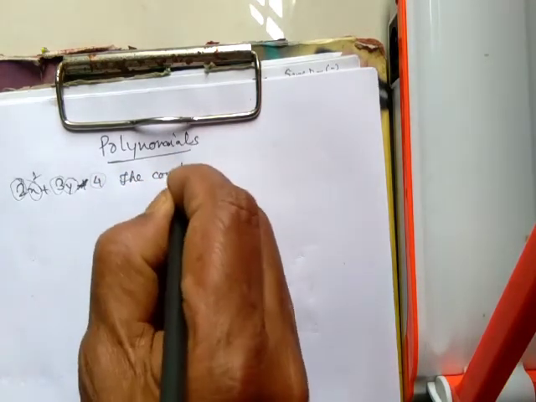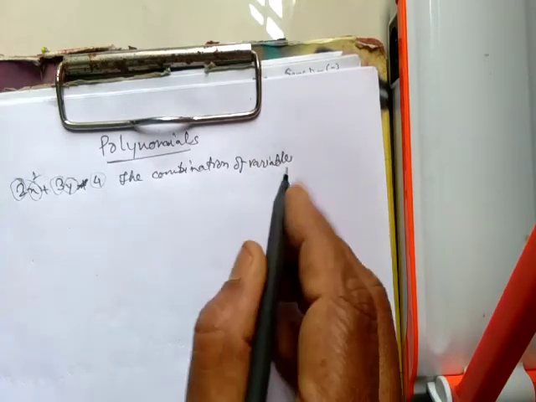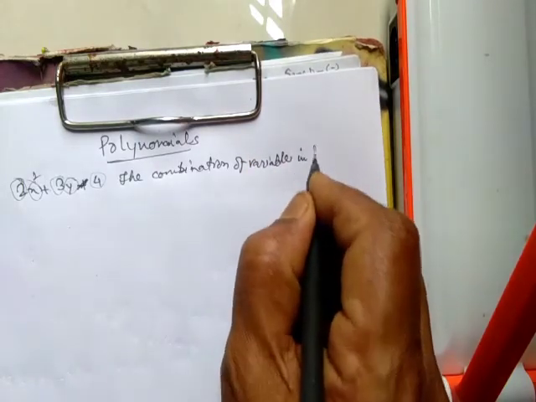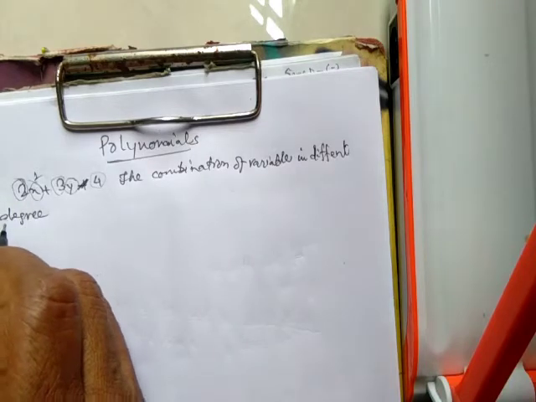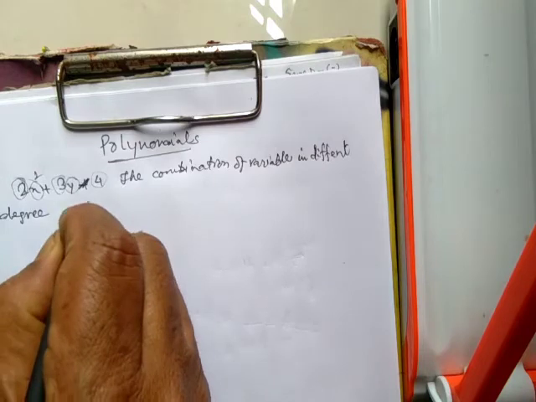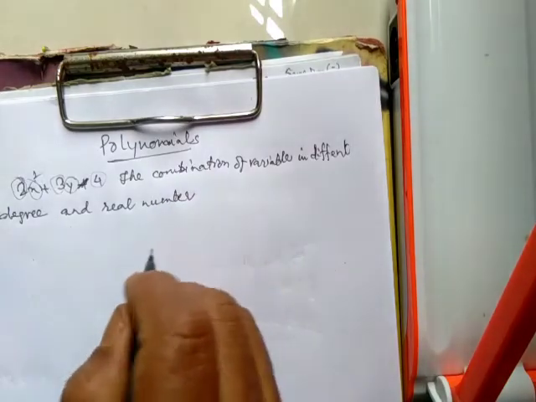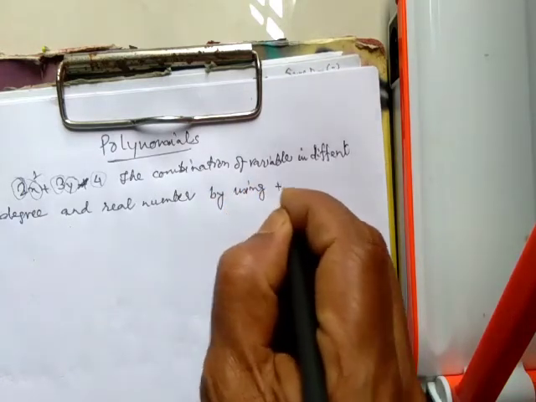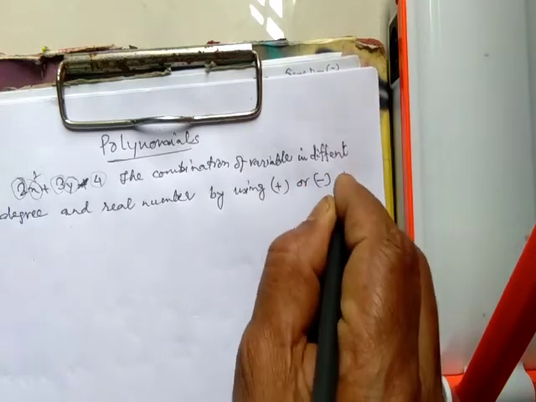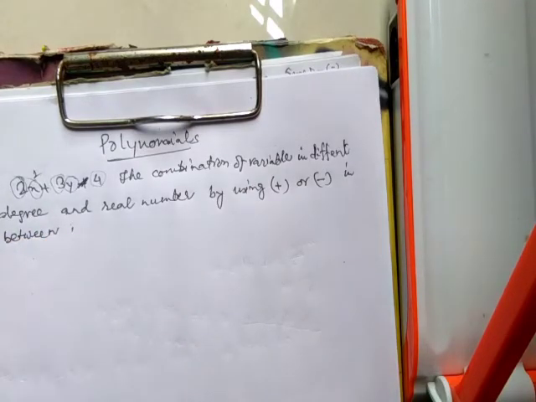The combination of variables in different degrees and real numbers by using plus sign or minus sign in between. This is the polynomial.